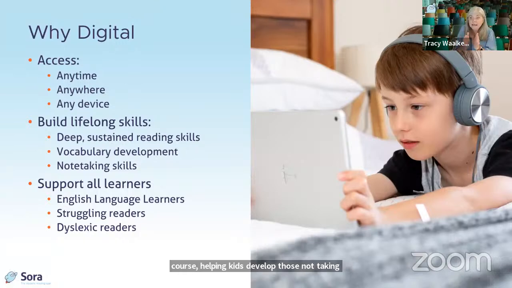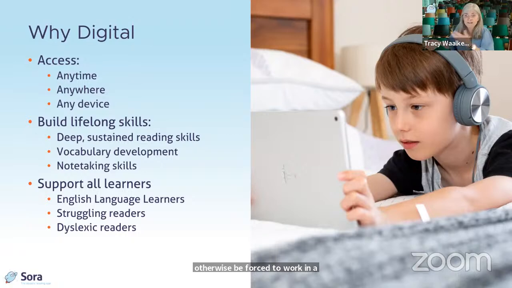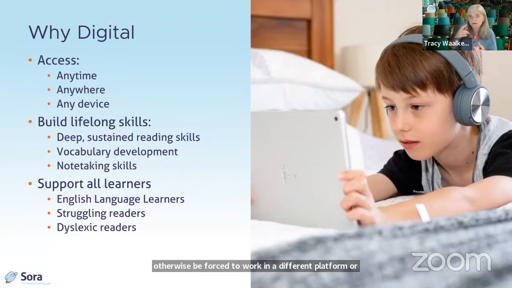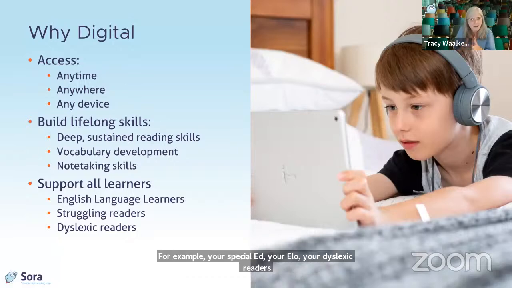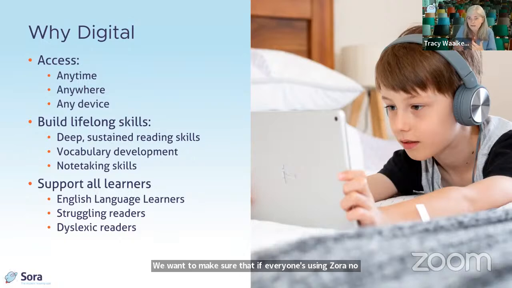And by moving some of that required reading to digital, you're able to better support some kids who might otherwise be forced to work in a different platform or environment than the rest of their peers. For example, your special ed, your ELL, your dyslexic readers, we want to make sure that if everyone's using Sora, no one needs to know whether they have the graphic novel instead of the full text of Romeo and Juliet, or if they are reading with the dyslexic font, or that they're reading below grade level because I might choose to make my font larger. All of that is masked by moving everyone to the same platform.